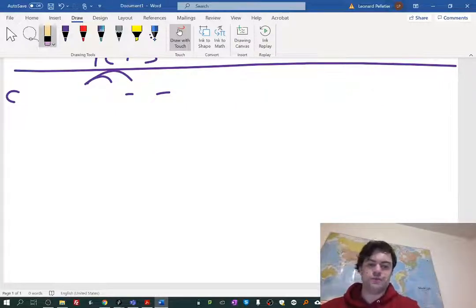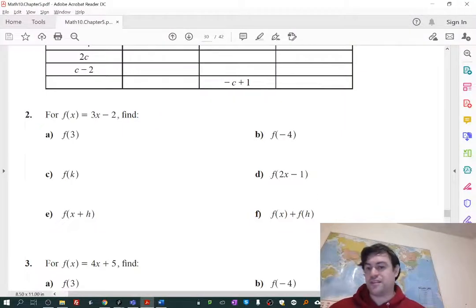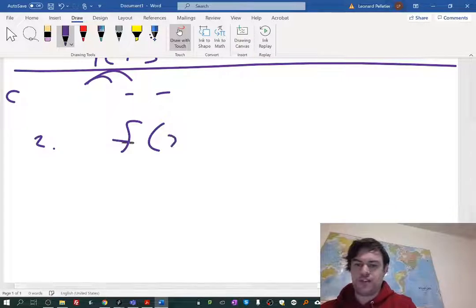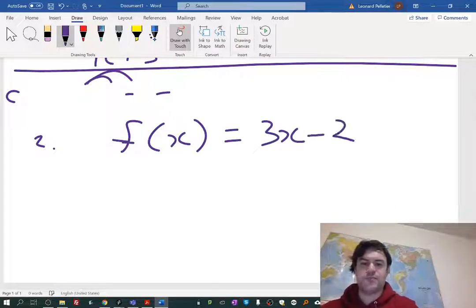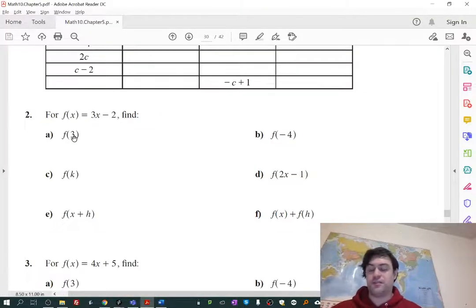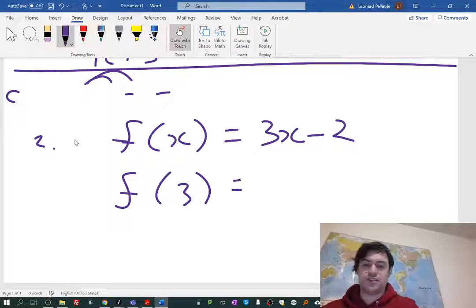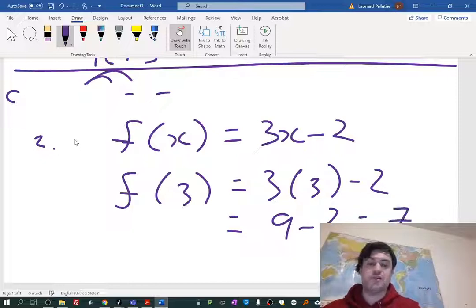So for question 2, f of x is 3x minus 2. So then they're asking, what's f of 3? So f of 3 is just going to be 3 times 3 minus 2, which is 9 minus 2, which is going to be 7. So that's what f of 3 is.